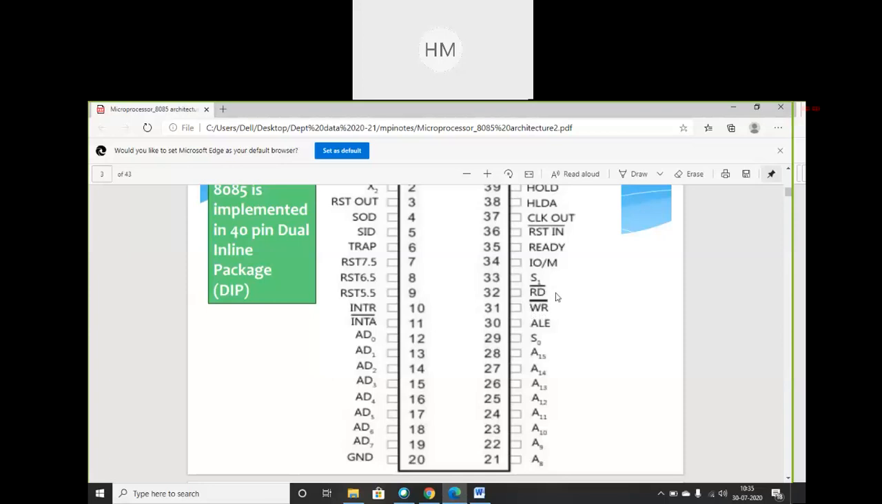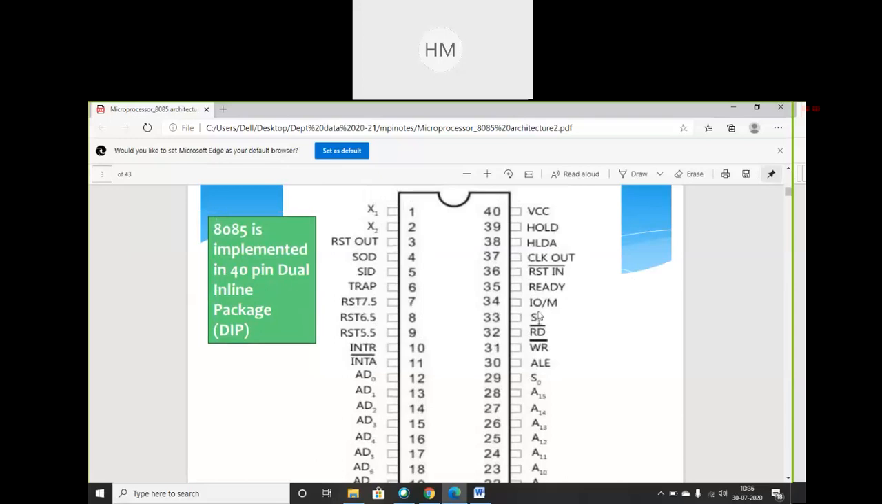The bar signal specifies that this pin should be low. It should be 0 when we want to activate pin number 32. If it is 1, that means this signal is not to be generated. We don't want to read any data. Clear? So bar means this pin will be activated when it is 0, when this line is having low voltage. Okay. Then S1, again a status pin. Then we are having IO/M bar. The bar is not mentioned over here.